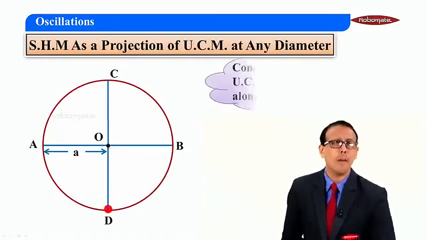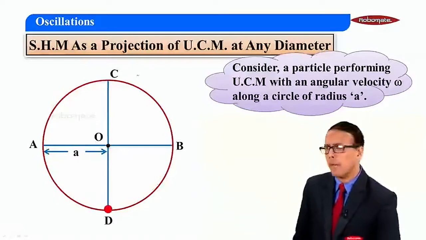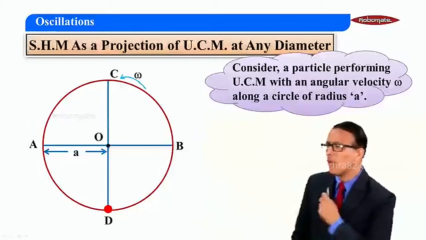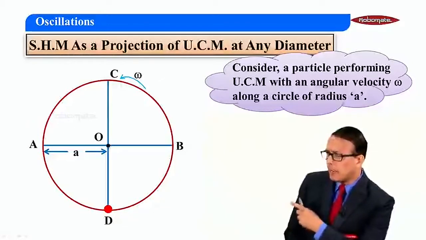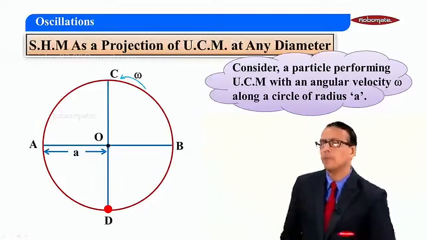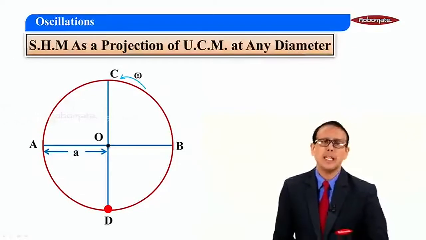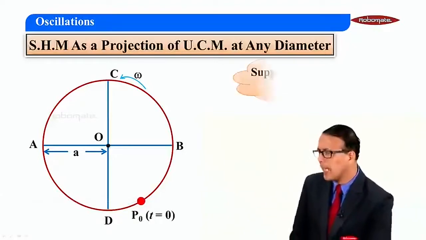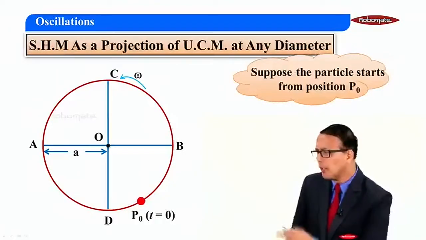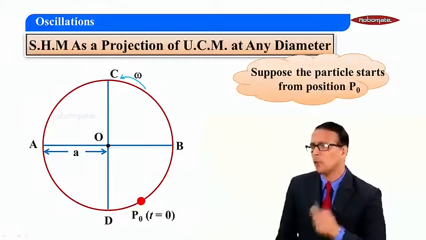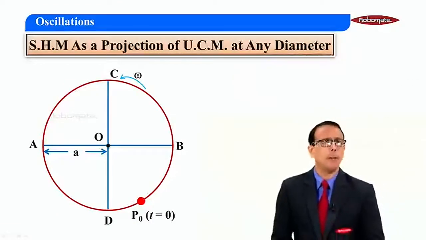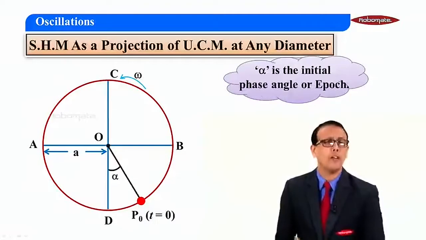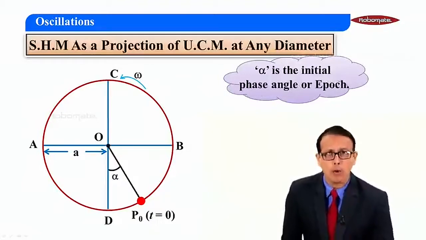So let us consider a particle which is performing UCM in anti-clockwise direction. Let omega be the constant angular velocity, and as you can see, let A be the radius of the circle. Students, let initially the particle be at position P0. As you can see in the diagram, at t equal to 0, the particle is at position P0. Let us join O and P, and you can see it makes an angle, say alpha, where alpha is the initial phase or epoch.